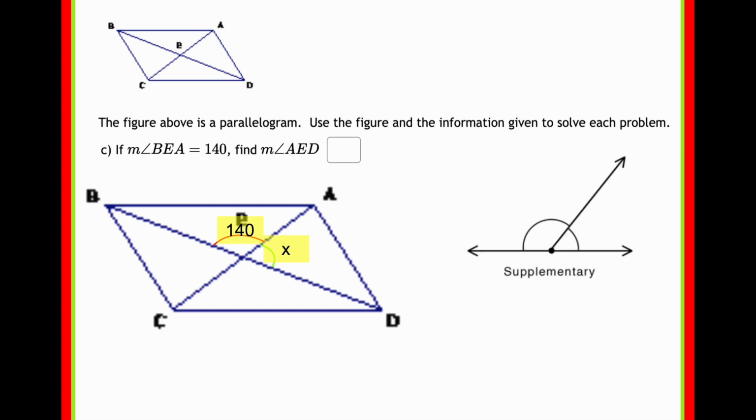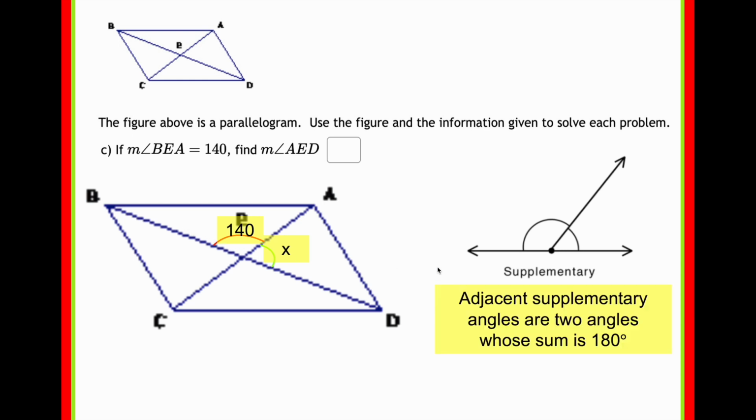What we have here are supplementary angles. In this case, my supplementary angles are adjacent. One is on the left, one is on the right. Notice how they form a straight line. And we know that adjacent supplementary angles are two angles whose sum is 180 degrees.